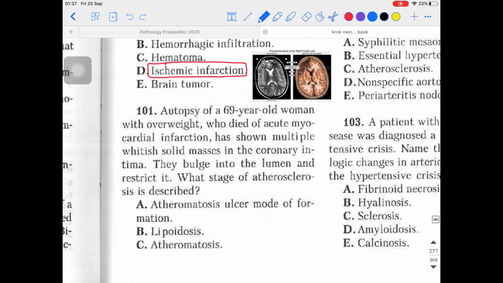Question number 101. Autopsy of a 69-year-old overweight woman who died of acute MI, acute myocardial infarction, has shown multiple whitish solid masses in the coronary intima. They bulge into the lumen and restrict it. What stage of atherosclerosis is described?